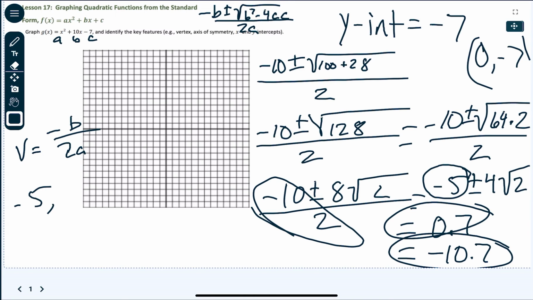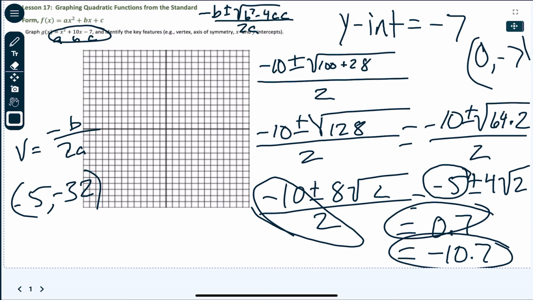I'm going to have -5 squared plus 10 times -5 minus 7. Plug that in, and I get -32. So you're telling me that I can plug in any x and get the y? Yes, that's the whole point of having an equation. I plugged it into x squared plus 10x minus 7.